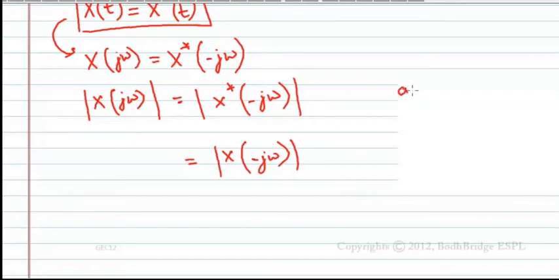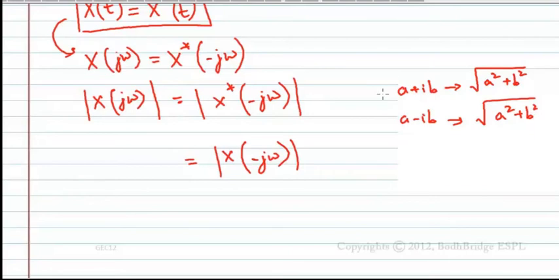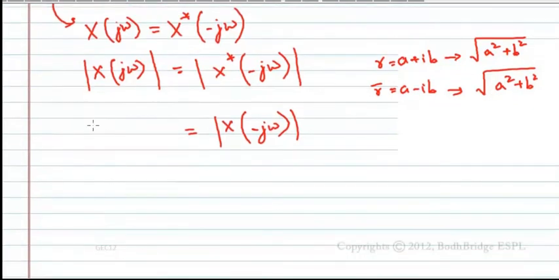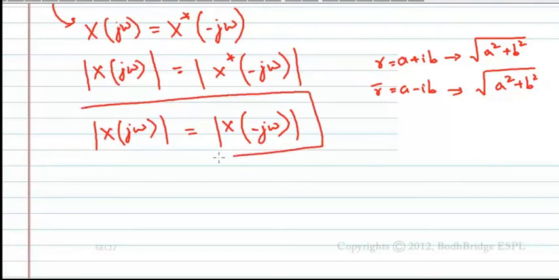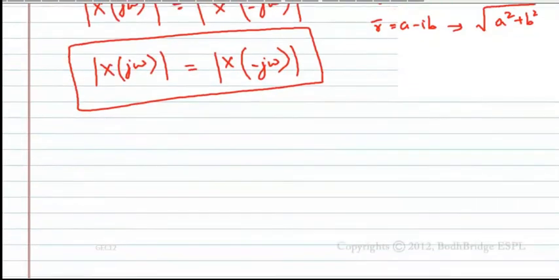Why? Because let us say a plus ib. What is the magnitude of this? Square root of a square plus b square. Similarly, a minus ib has magnitude square root of a square plus b square only. Therefore, let us say r and r bar or r star have the same magnitude. Therefore, mod x of j omega is equal to mod x of minus j omega. Which means the magnitude spectrum is symmetric. That is, whatever is present on the right side will be present on the left side.